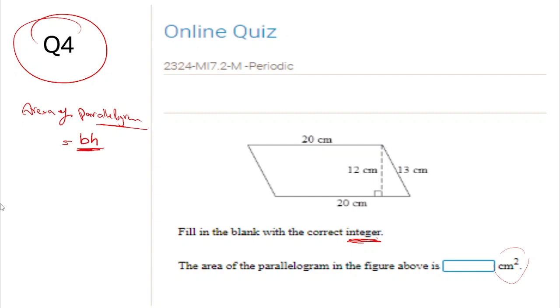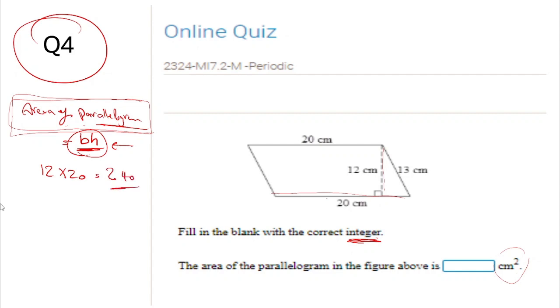PH. Okay? So by the way, to solve all these questions, you have to know all the area equations of all the shapes. You will find it very simple, okay? Because this is the formula of the area of a parallelogram. For example, this is the height and this is the base. So if I say 12 multiply 20, it will be equal to 240 centimeters. And by the way, this is the answer, okay?